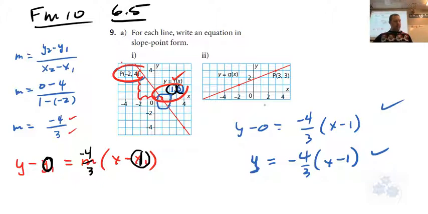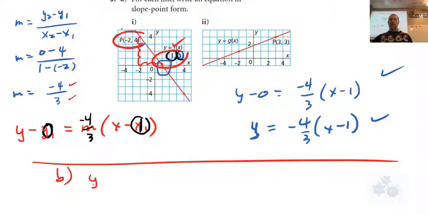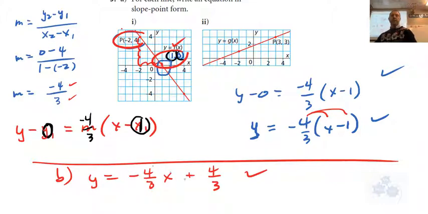Now B says, write each equation in slope-intercept form. So this isn't going to be too hard for this one, for sure. So B, I'm going to multiply this slope in. So it's going to be y equals negative 4 over 3 x plus 4 over 3. And that's it. We're done. y equals mx plus b. There's b.